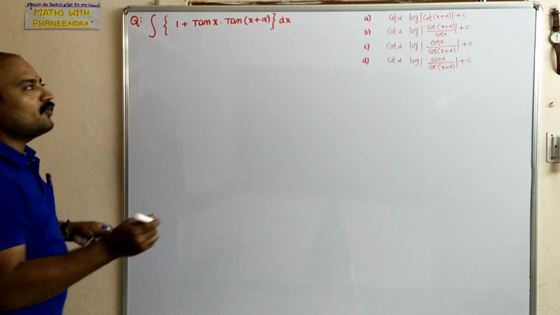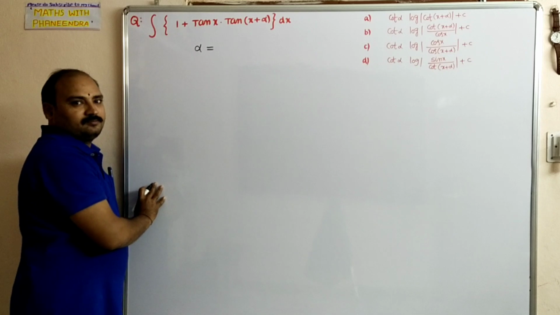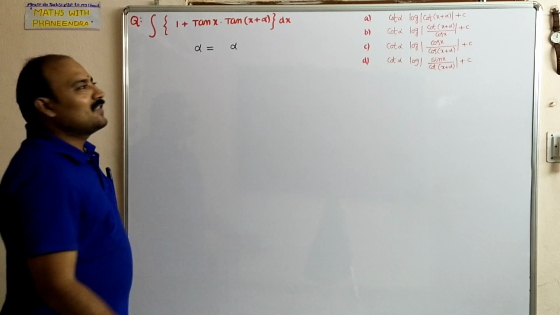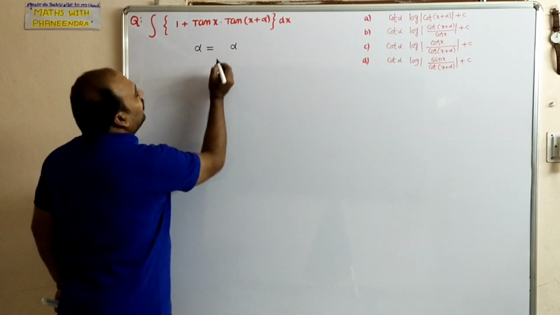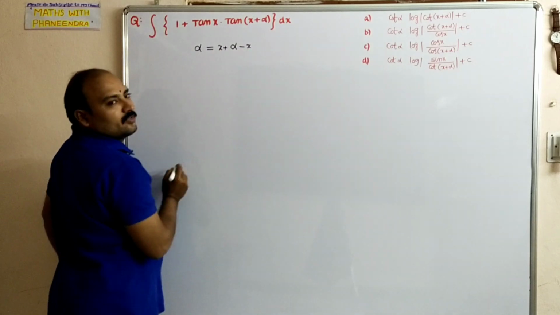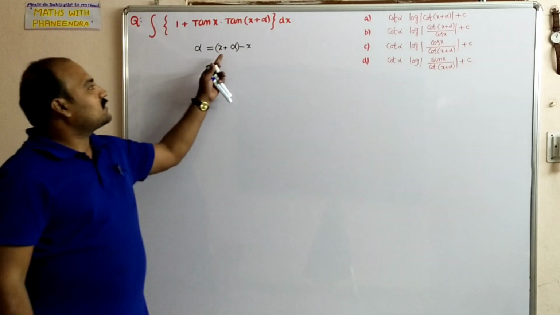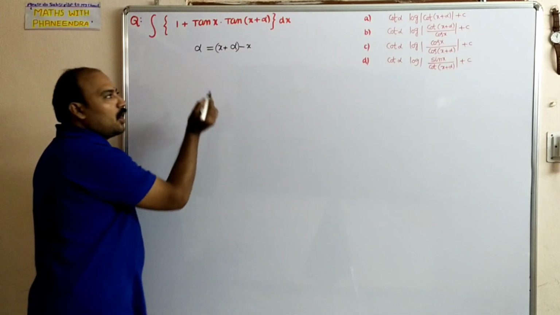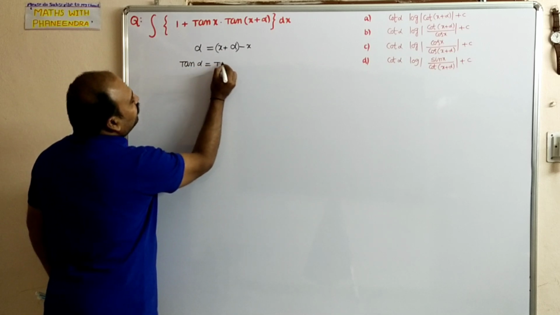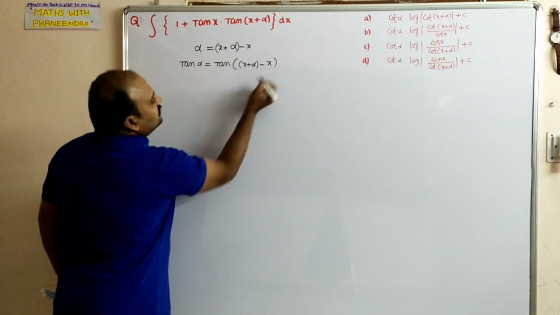Now what I am writing is alpha in terms of x. If you want to write alpha in terms of x, adding x and subtracting x, we can write like this: alpha equal to x plus alpha minus x. Now applying tan on both sides, tan alpha equal to tan of x plus alpha minus x.